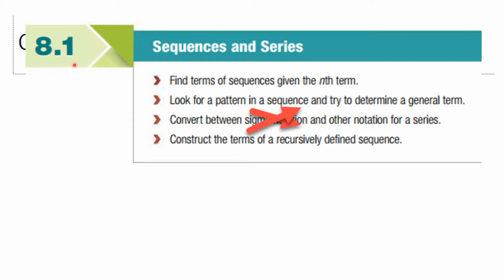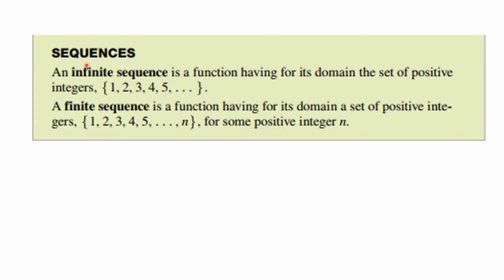Today's topic is section 8.1. We're going to have these learning objectives. We're going to find terms of sequences given the nth term. We're going to look for patterns in a sequence and try to determine what is the nth term or the general term. Here it says convert between sigma notation and other notation for series. You are supposed to know about series, but the curriculum documents say we should not cover sigma notation, so I'm putting an X through that. And we will talk about recursively defined sequences, and you have to be able to construct the terms of them as well.